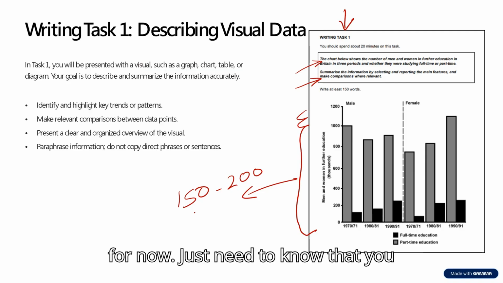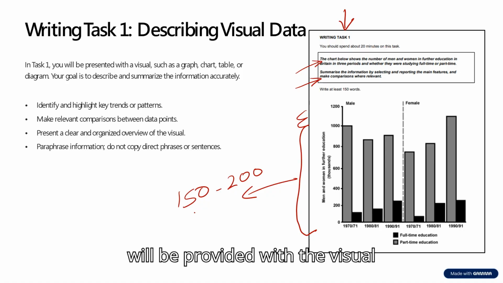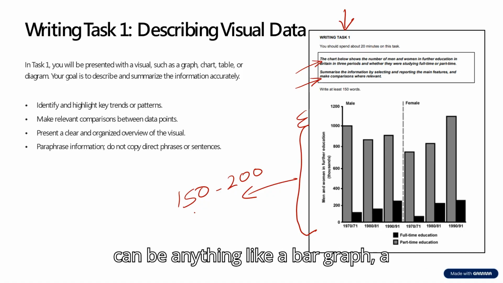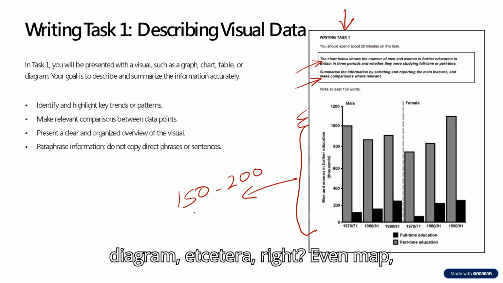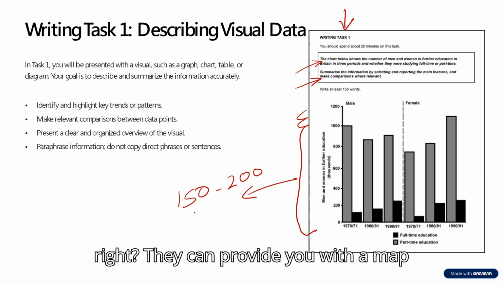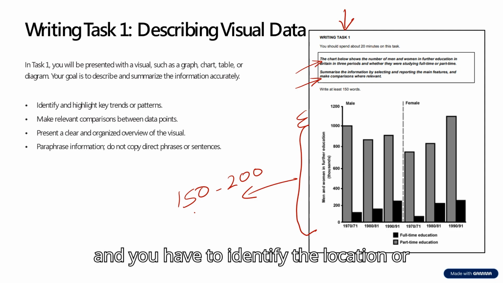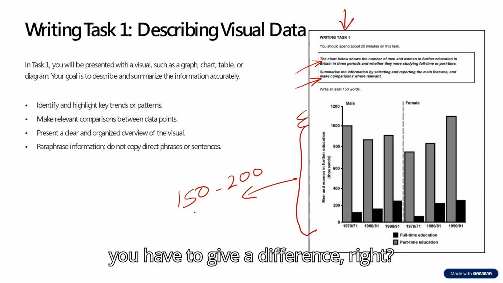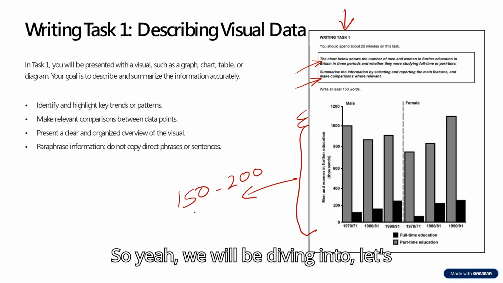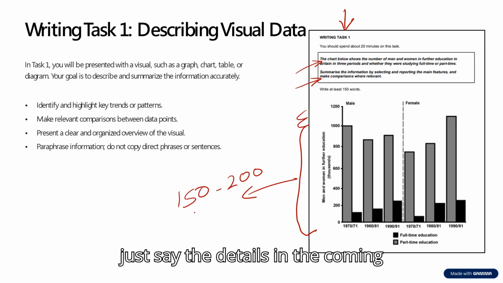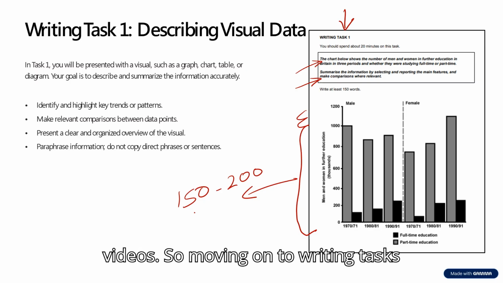For now, you just need to know that you will be provided with visual information, and that visual information can be anything like a bar graph, a line graph, a pie chart, a process diagram, etc. Even a map. They can provide you with a map and you have to identify a location or give a difference. We will be diving into the details in the coming videos.